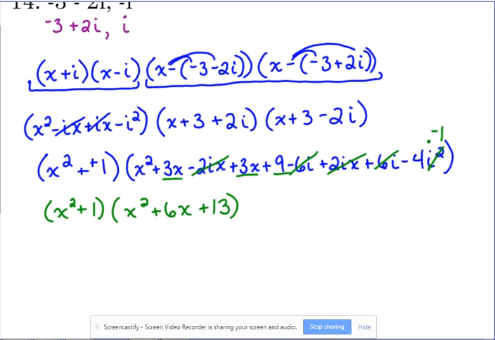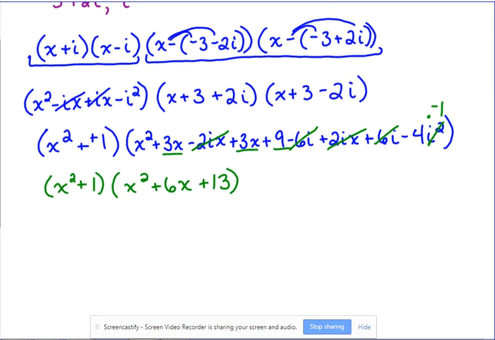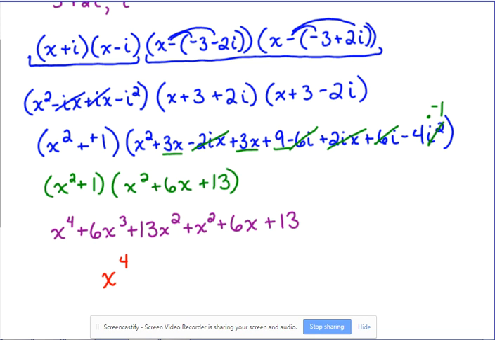Okay, we've got two more steps. We've got to distribute that x squared plus 1. So x squared times x squared is x to the 4th. x squared times 6x is 6x cubed. x squared times 13 is 13x squared. Distribute the 1. So 1 times x squared is x squared. 1 times 6x is 6x. 1 times 13 is 13. And then finally, all we have to do is combine our like terms: x to the 4th plus 6x cubed plus 14x squared plus 6x plus 13.